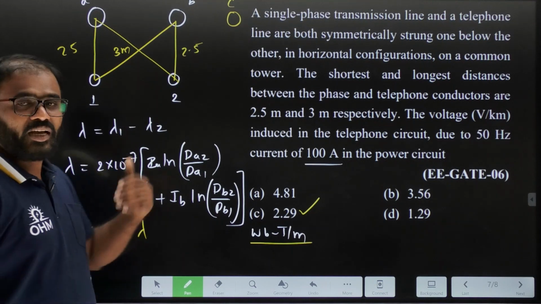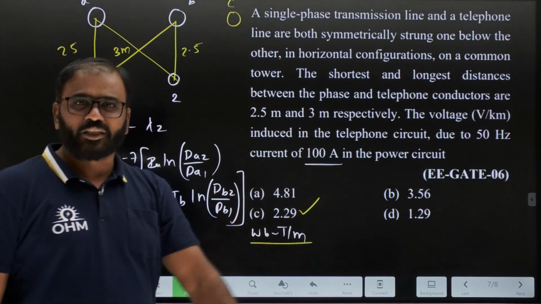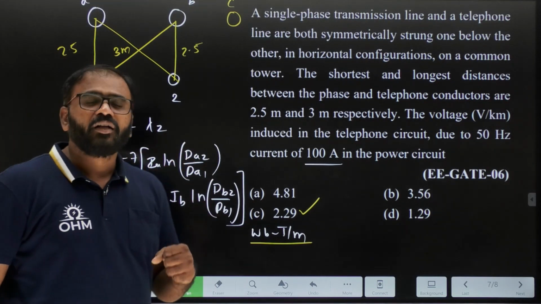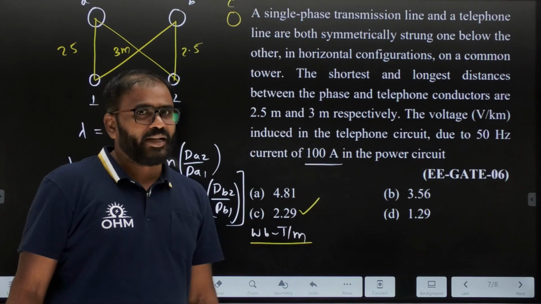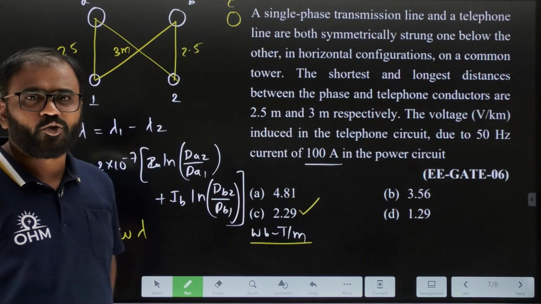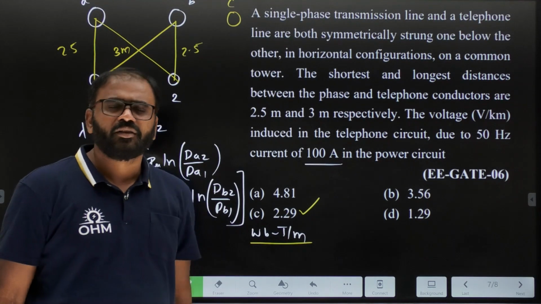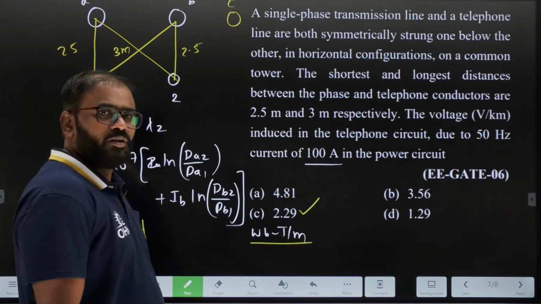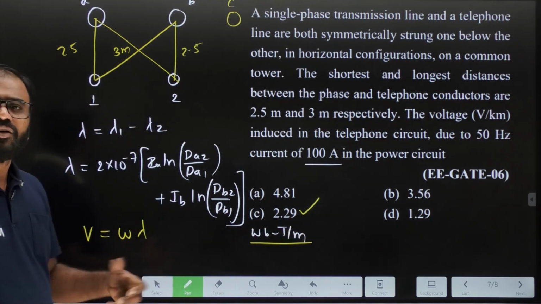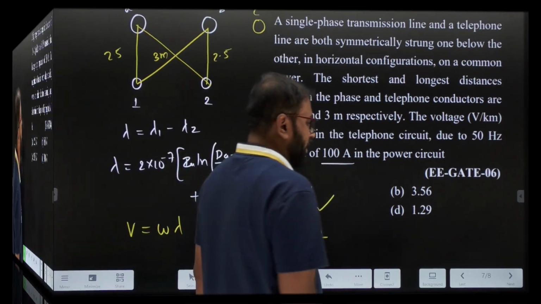Okay, so IA is 100 at an angle 0, IB 100 at an angle minus 120, IC 100 at an angle plus 120. You will get lambda. Let's take the magnitude of that only, because we have to give the answer only magnitude. So if you take the magnitude of lambda, you will get what? One real number only. Magnitude of the complex number is a real number. So that multiplied with what? Omega, you will get the final answer. Clear? So we'll move on to the next question.